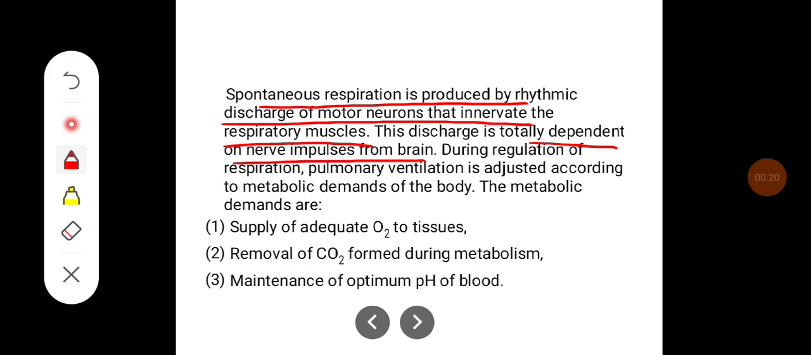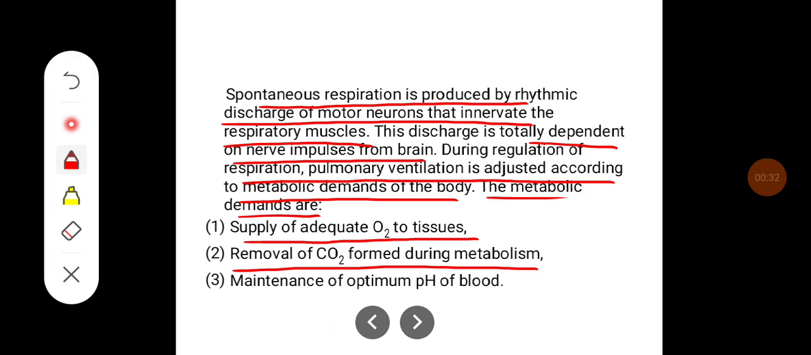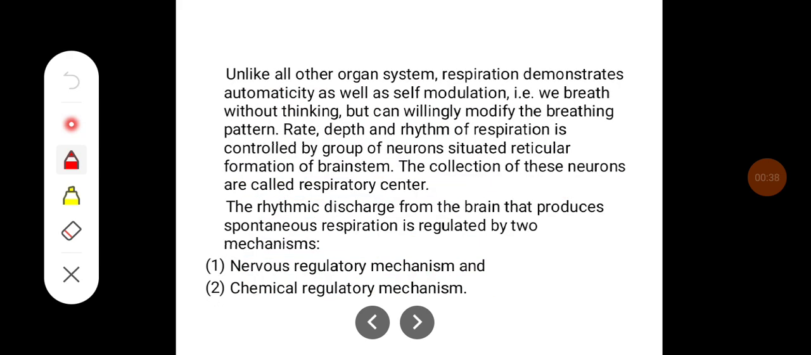During regulation of respiration, pulmonary ventilation is adjusted according to the metabolic demands of the body. The metabolic demands are the supply of oxygen to the tissues, removal of carbon dioxide during metabolism, and maintenance of optimum pH of the blood.